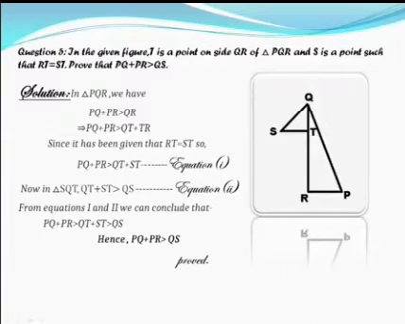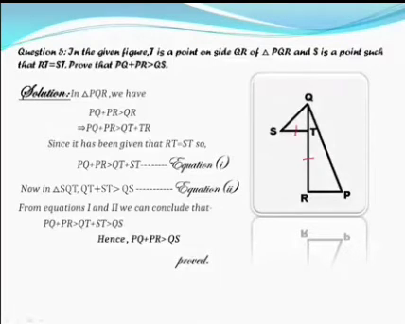In the given figure, T is a point on side QR of triangle PQR and S is a point such that RT is equal to ST. Prove that PQ plus PR is greater than QS. Firstly, it has been given that RT is equal to ST. This means that this part RT is equal to ST. And we need to prove that the sum of the two sides of triangle PQR, PQ and PR, is greater than the side QS of triangle QST.